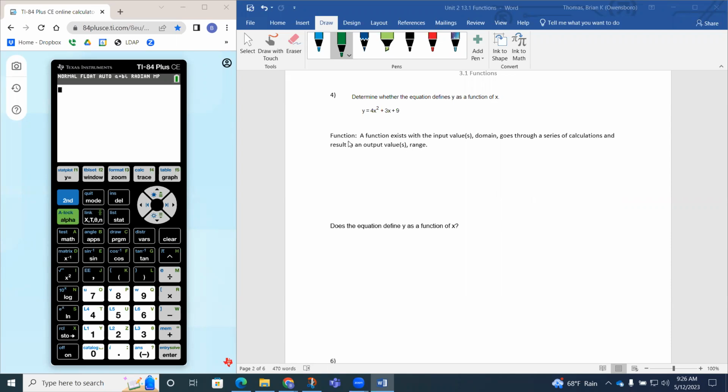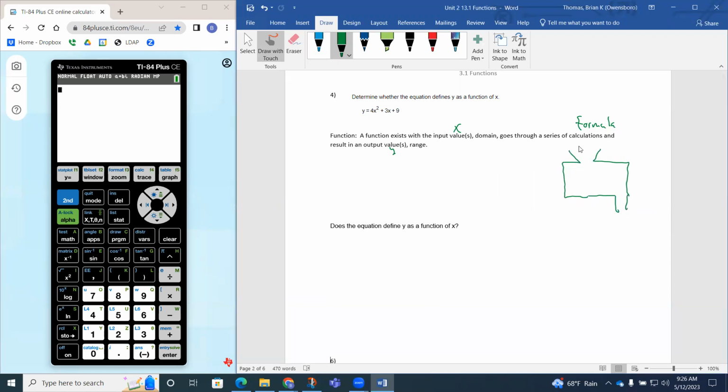So by definition of a function again, a function exists when input values, which again we are talking about the x values, go through a series of calculations. Again, x values are going to be called our domain. They're going to go through a series of calculations, which is going to be called a formula. And they're going to result in output values, which we call the y values, which is going to be the range. So again, a function can be best described by drawing this little model here, my little function model.